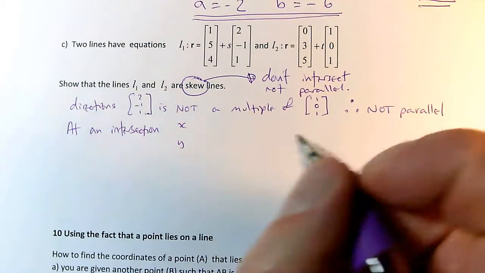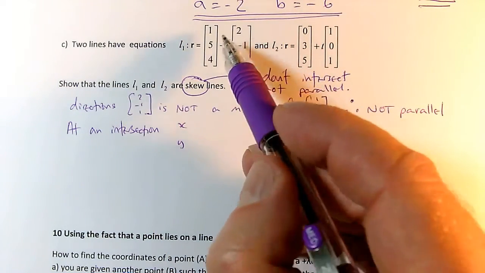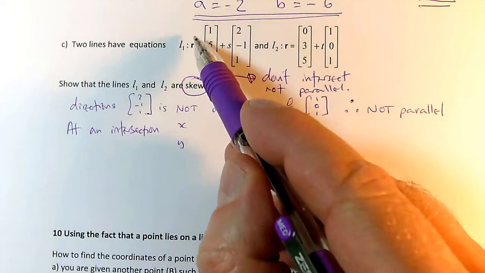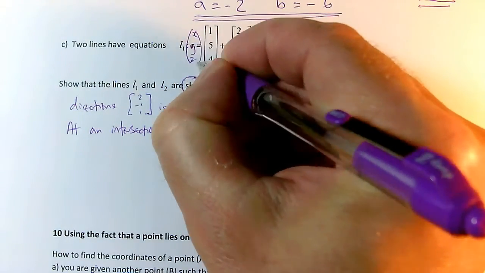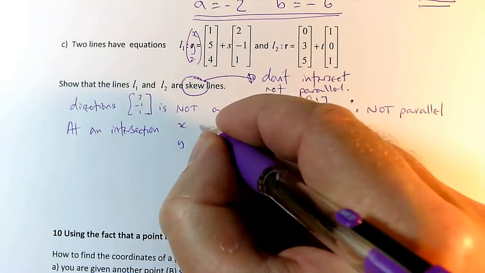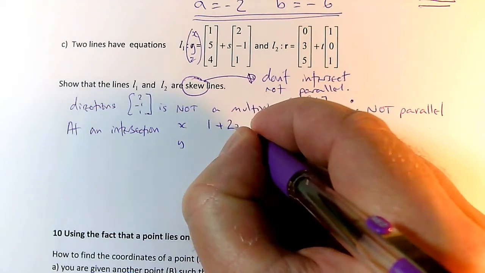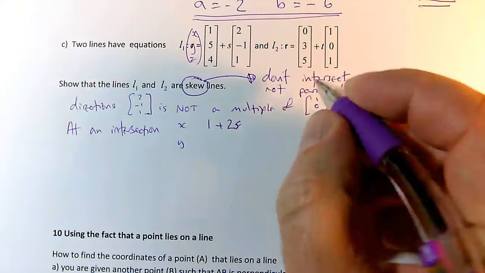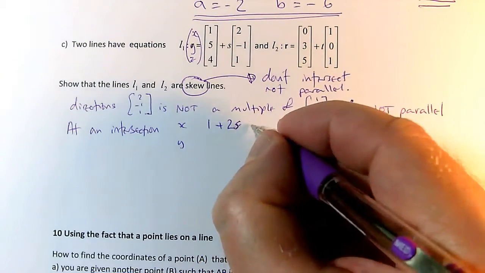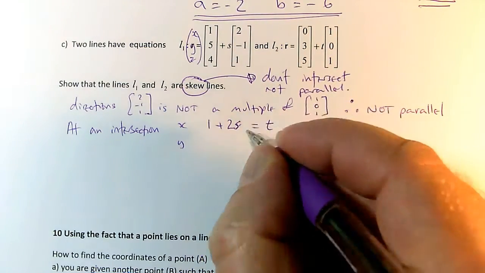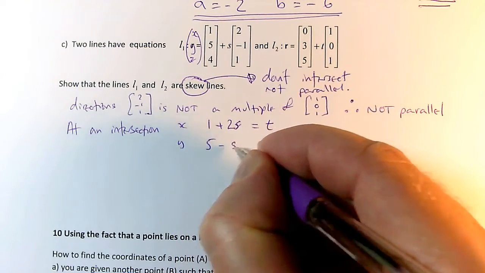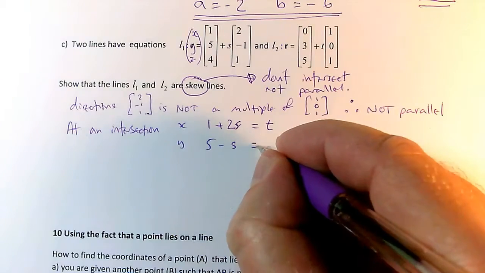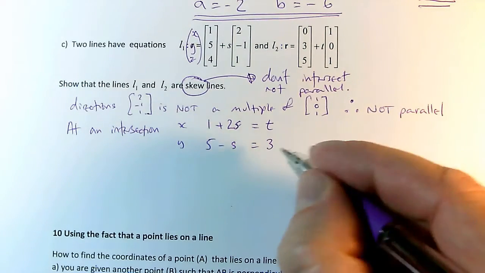So the x and y bit should go as normal. So the x bit, what's the x bit from this line? So r, remember, is x, y, z. So x is 1 plus 2s from the first line. The x bit from the second line is just t. So 1 plus 2s equals t. And the y is saying that 5 minus s equals 3 plus 0t, which is just 3.